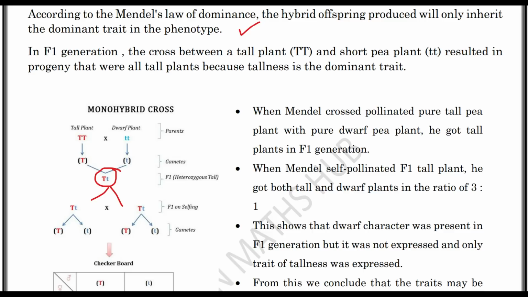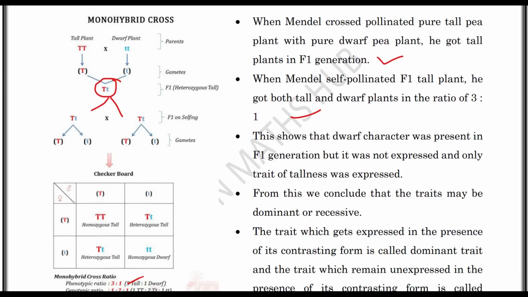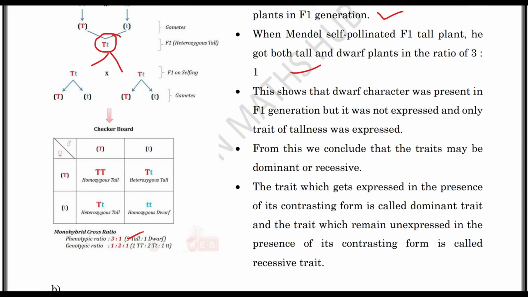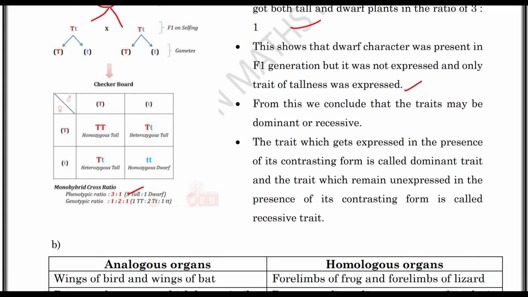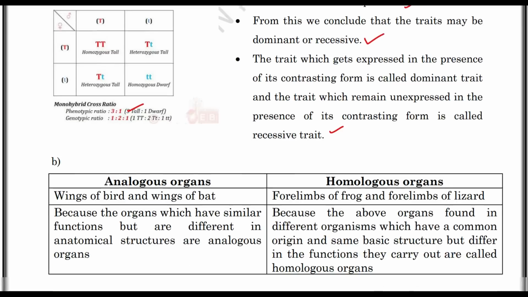When Mendel cross-pollinated pure tall pea plants with pure dwarf pea plants, he got all tall plants in the F1 generation. When it is self-pollinated, we get tall plants and dwarf plants in the ratio 3:1. This shows that the dwarf character was present in the F1 generation, but it was not expressed. The trait of tallness was expressed because it is a dominant character. From this we can conclude that traits can be dominant or recessive. The traits which express in the presence of their contrasting form are called dominant traits, and the trait which remains unexpressed is called the recessive trait.